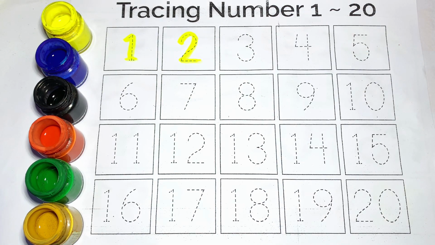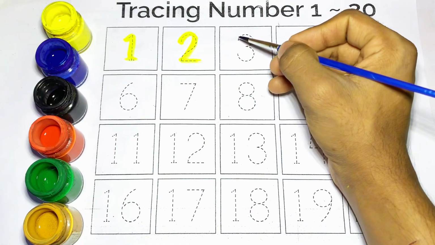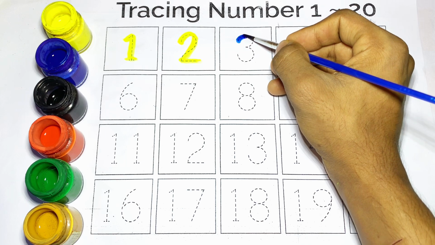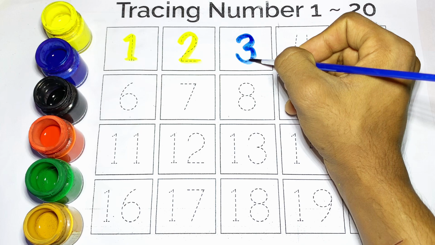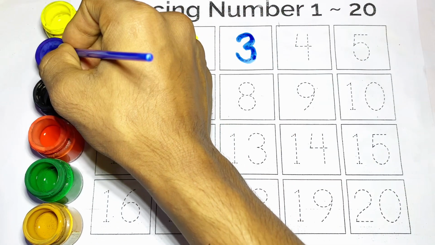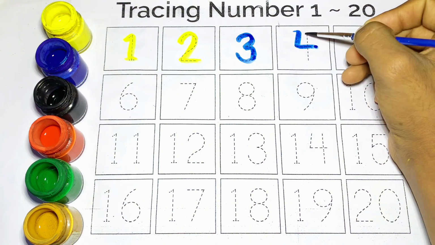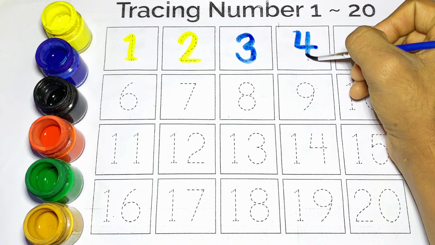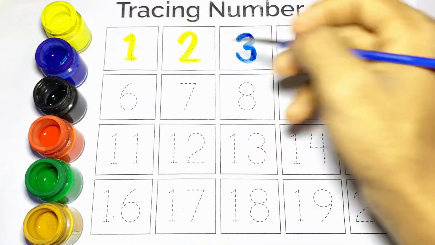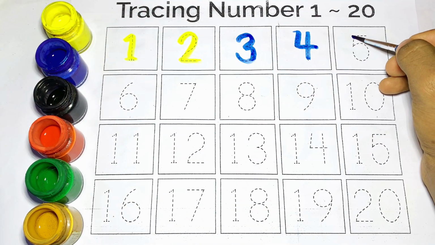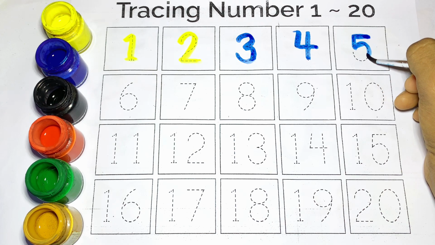Kids, now draw 3. The numbers of 3 and use blue color. T H R E E, 3. Kids, again use blue color and draw 4. F O U R, 4. Kids, now draw 5. The numbers of 5. F I V E, 5.